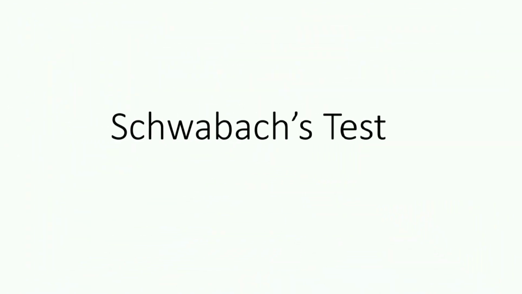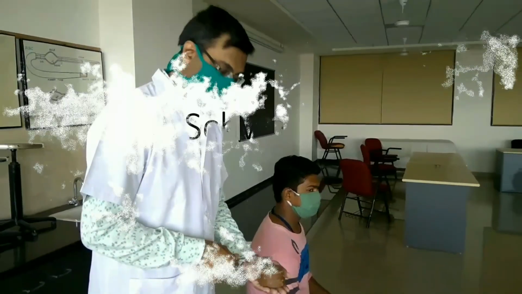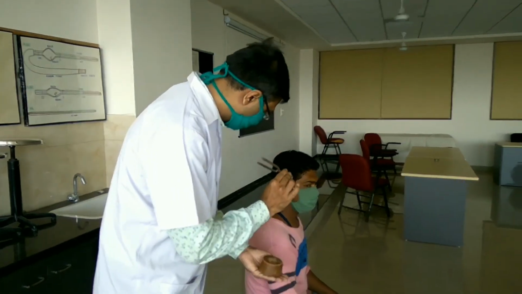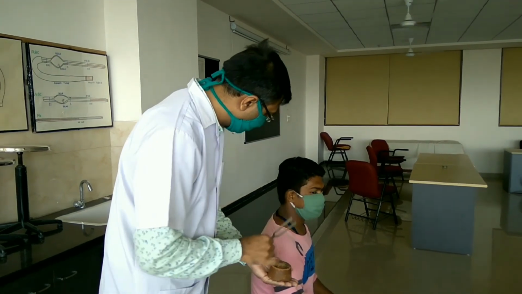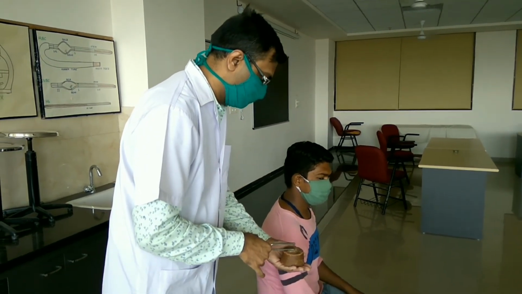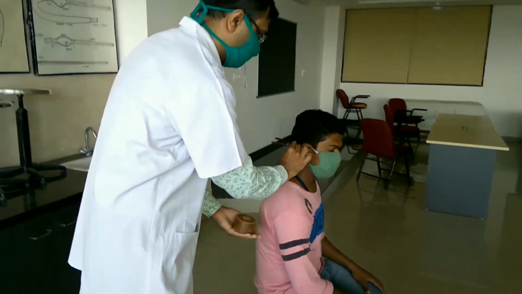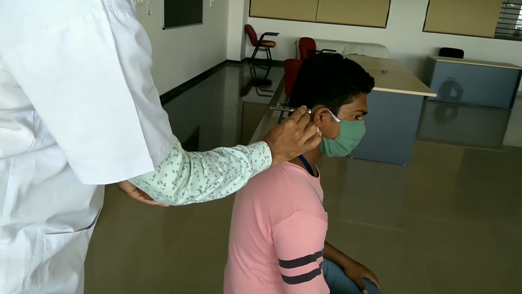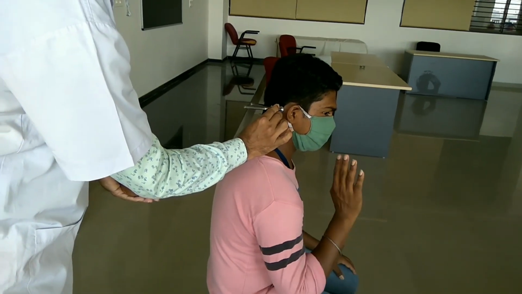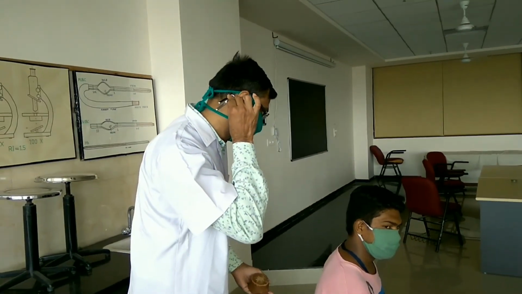Then Schwabach's test. In Schwabach's test, again give instructions to the subject about what you are going to do. Hit the tuning fork on the rubber pad. Place the base of the tuning fork on the mastoid process of the subject. Ask the person to raise his hand when he stops hearing. Immediately put the base of the tuning fork on your mastoid process and see whether you also stop hearing or not. So this is a short video of all the three important tests.